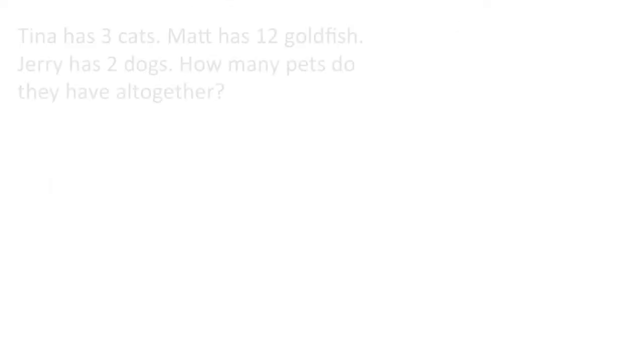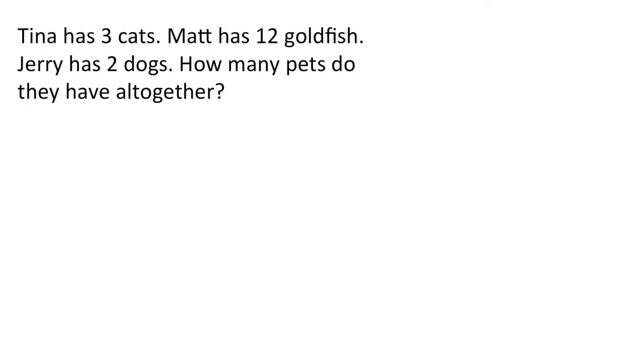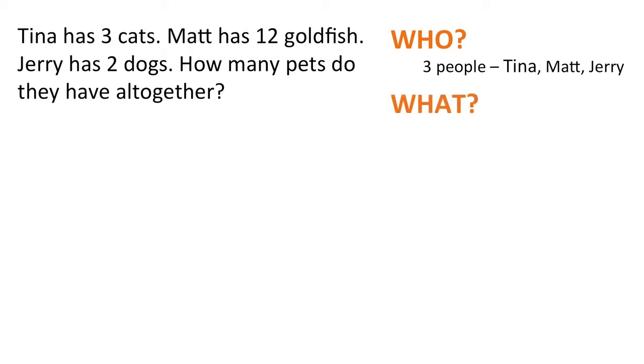So let's put this into practice with a real problem, if you're still with me. We got: Tina has 3 cats, Matt has 12 goldfish, Jerry has 2 dogs. How many pets do they have all together? Well, think about the who. Who's in this problem? Well, there's 3 people, Tina, Matt, and Jerry. I'm already thinking about what's going on here. How about the what? What are my number facts? What am I looking for? Well, we got pets. 3 cats, 12 goldfish, and 2 dogs.